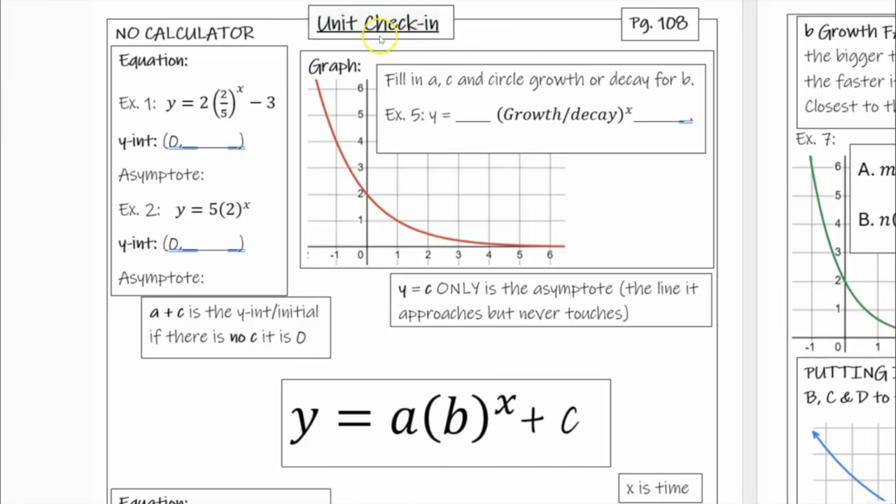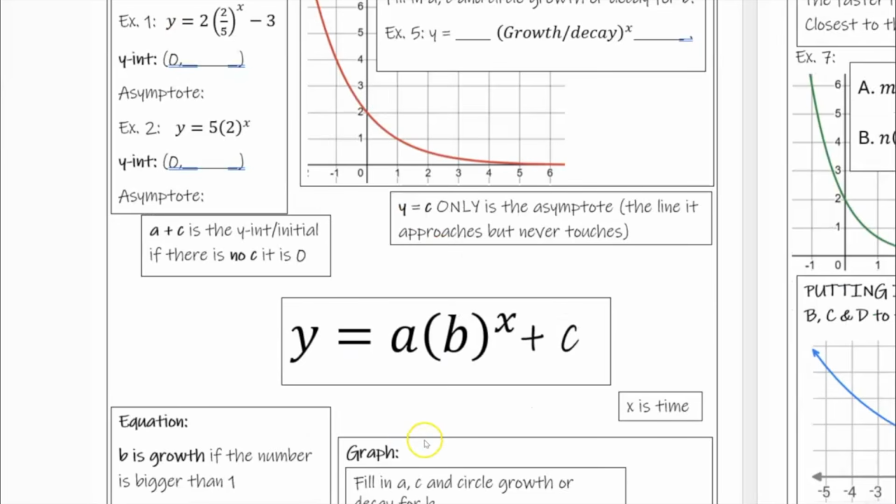Right, this is our unit check-in. You're going to do these 2 pages without a calculator. So we're going to just quickly review what you should know at this point. So we all know y equals a b to the power of x, and sometimes there's a number here plus c. So let's talk about what each of those letters mean, so we can go ahead and do some problems.